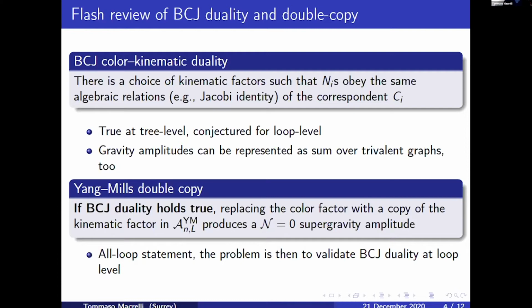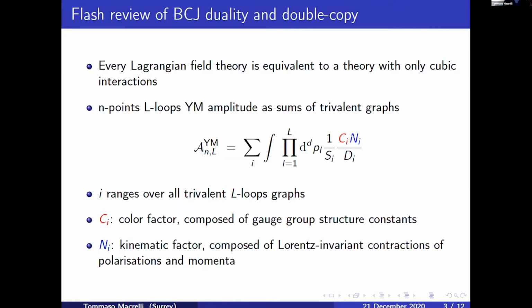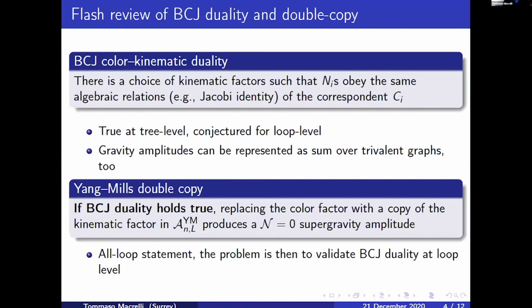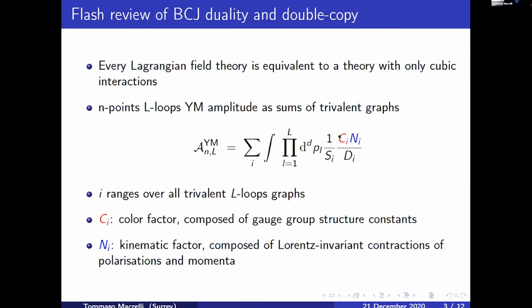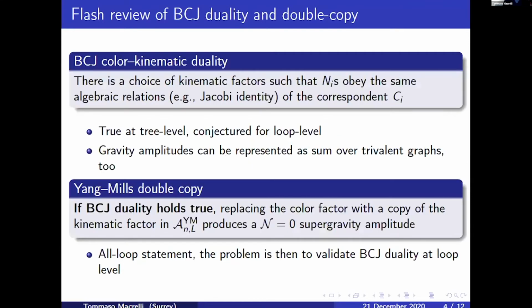And here's the conundrum. We can use the statement to do something really powerful, that is to compute gravity amplitudes from Yang-Mills amplitudes. This is the Yang-Mills double copy prescription. So if the BCJ duality statement is true, then if we replace in this formula the color factor with a copy of the kinematic factor, what we obtain is a legitimate n equals 0 supergravity amplitude. Now, this is a statement at loop level. The problem is it relies on the validity of BCJ duality.